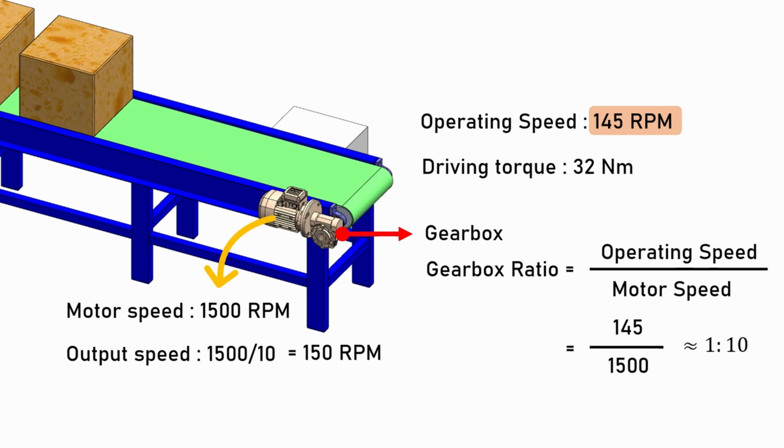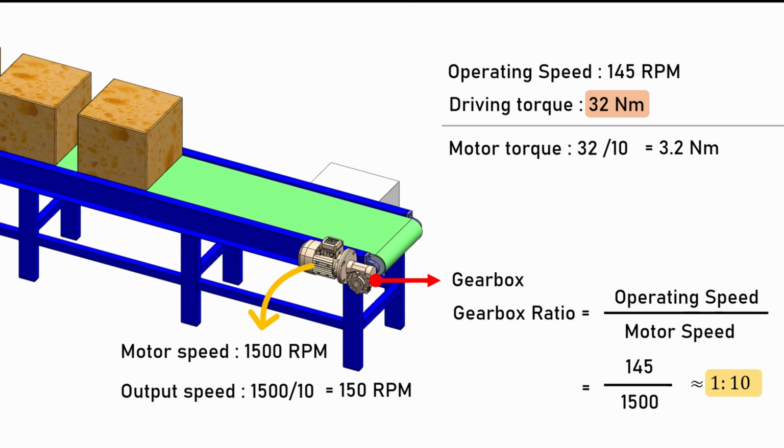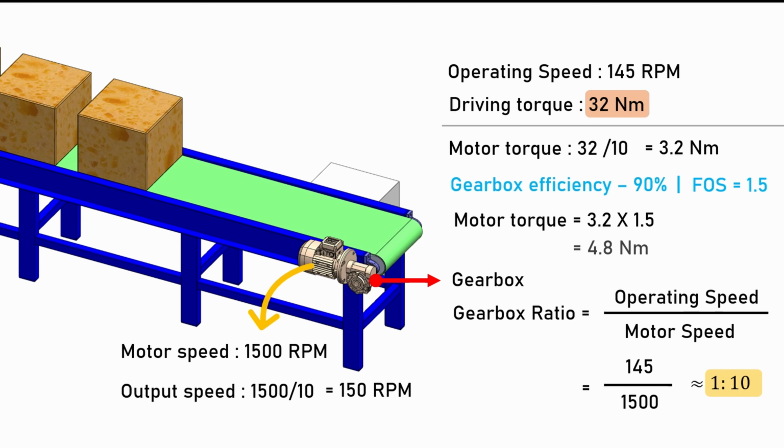But a gearbox does not only reduce the speed, it also multiplies the motor torque by the same ratio. That means we do not actually require a motor capable of producing 32 Newton meter directly. With a 1:10 gearbox ratio, the required motor torque becomes 32 divided by 10, around 3.2 Newton meter only. Now, considering the gearbox efficiency of around 90% and a factor of safety of 1.5, the required motor torque becomes approximately around 4.8 Newton meter.